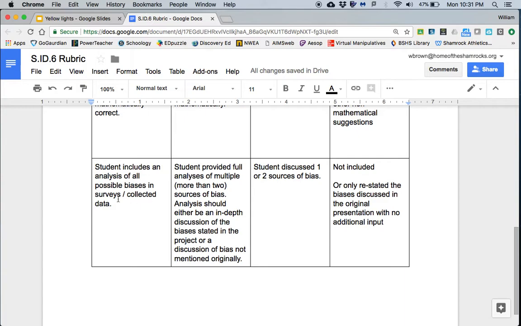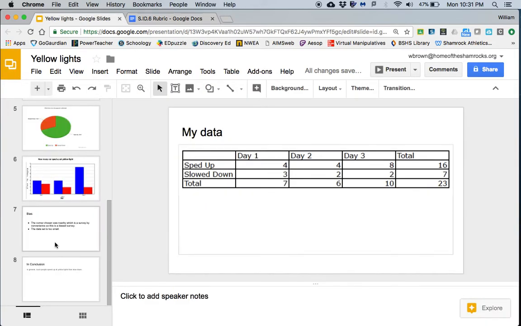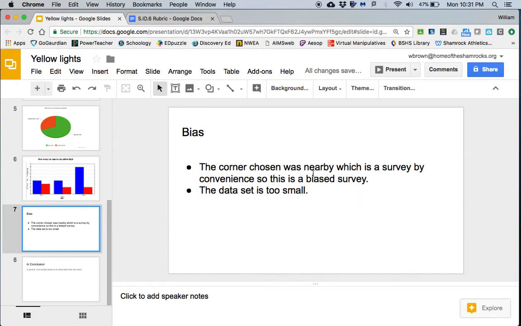And then the last section talks about bias. So you want to talk about the bias that you see. You can either agree with what's already there and explain why that worked, or you can offer some other suggestions, or you can even do both. And I'm going to actually do both. So the 2 things I talked about with bias were just choosing a random corner. Well, we already know that that's by definition bias, so this is absolutely correct.